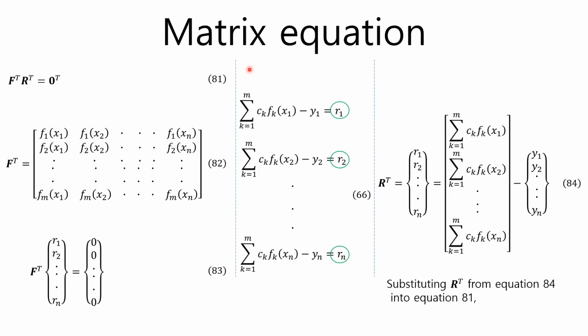Since Rt and 0t in equation 81 are column vectors, they can be expressed as equation 83. Meanwhile, if the residual values of equation 66 obtained previously are expressed as a column vector, they can be expressed as equation 84 using the measured values xi and yi. In equation 84, xi and yi represent measured values. The number of residual column vector entries is equal to the number of measurement data sets, and m of the sigma function represents the total number of unknown parameters ci. By substituting Rt expressed in equation 84 into equation 81, it can be made into an expression that includes measurement data.